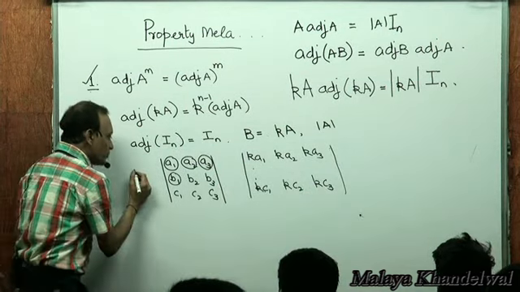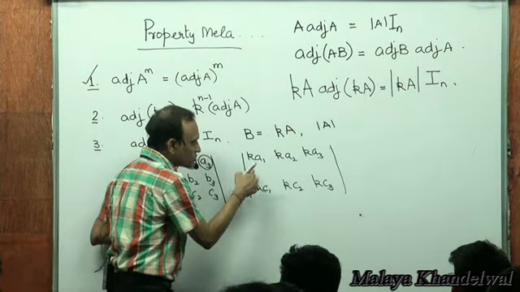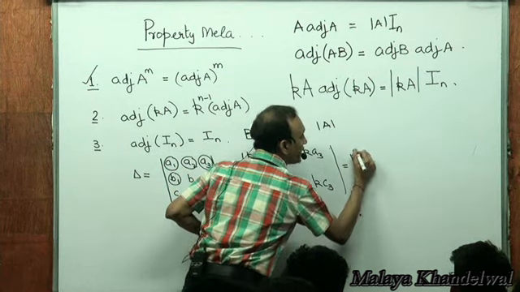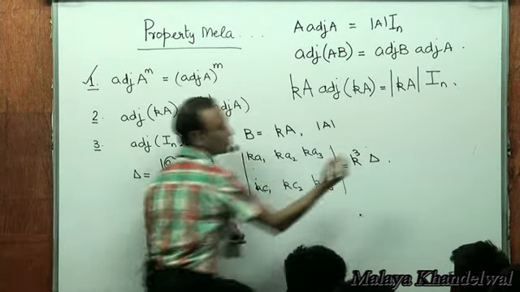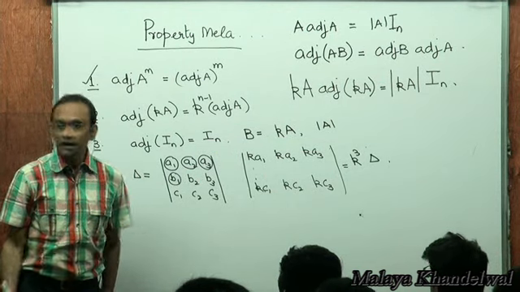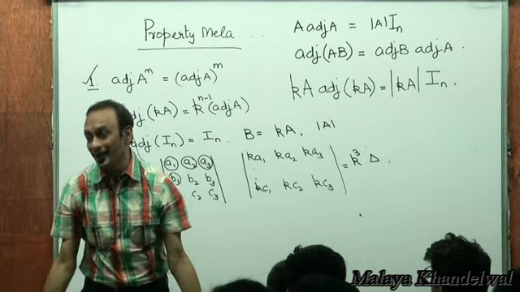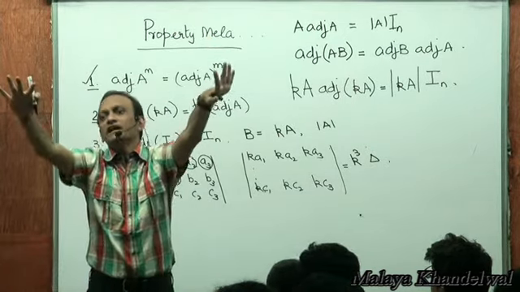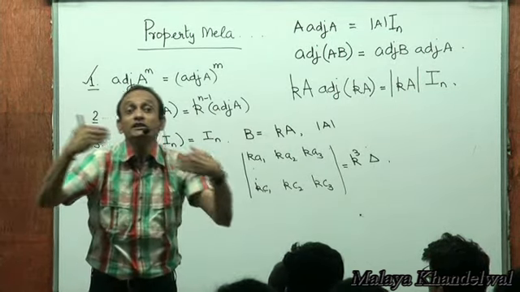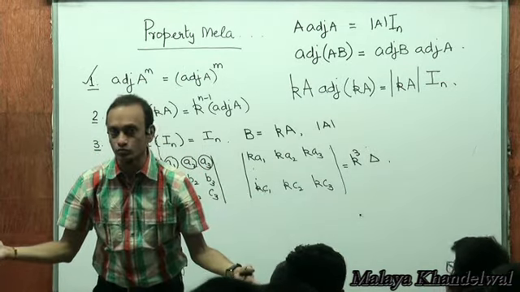Suppose this was delta, then I could have taken K common from the first row, K from the second row, K from the third row. This would have become K cubed times delta, yes or no? In general, if I have a determinant of order n, and if every entry of that determinant is multiplied by K, then the determinant will become K to power n times the original determinant, yes or no?